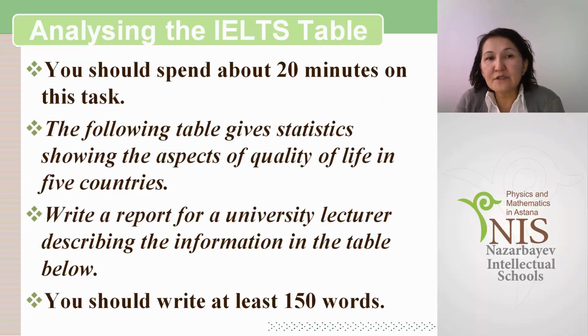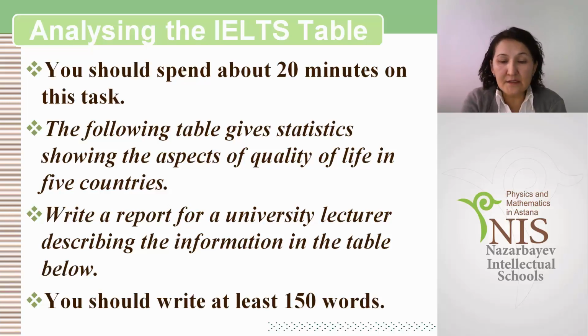You have learned that you should spend about 20 minutes on task 1. And the following table gives statistics showing the aspects of quality of life in 5 countries. Write a report for a university lecture describing the information in the table below. You should write at least 150 words. Can you recognize this information? So, yes, that is the task for writing task 1 for the IELTS exam.